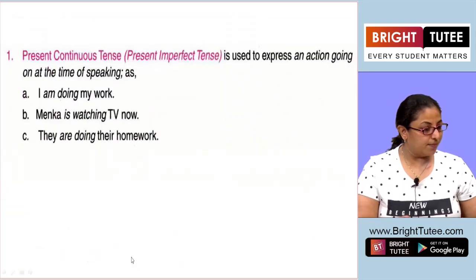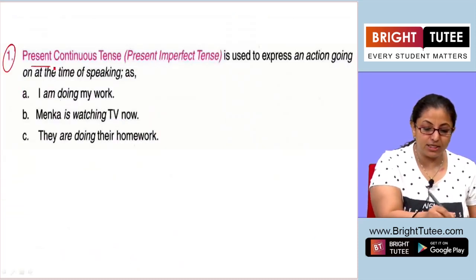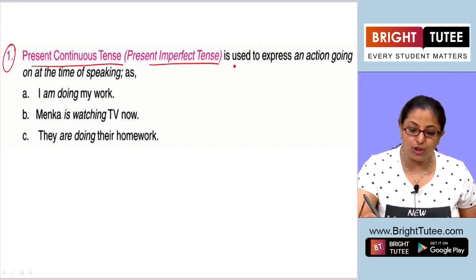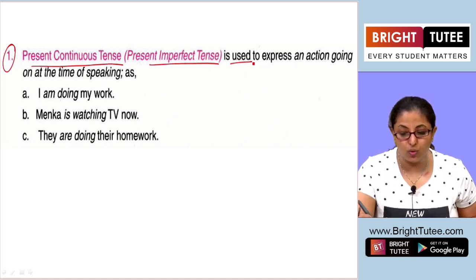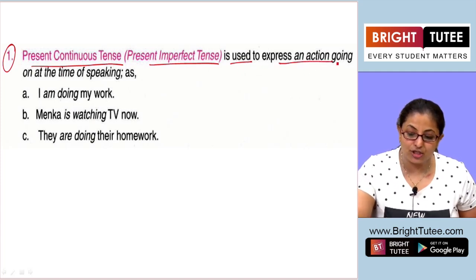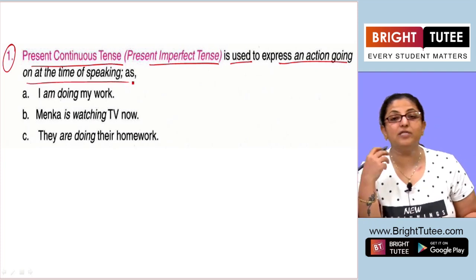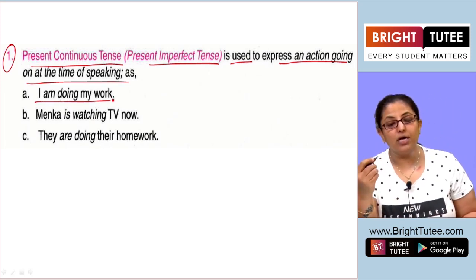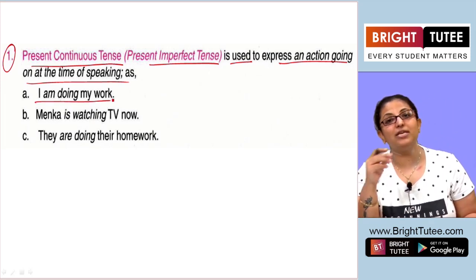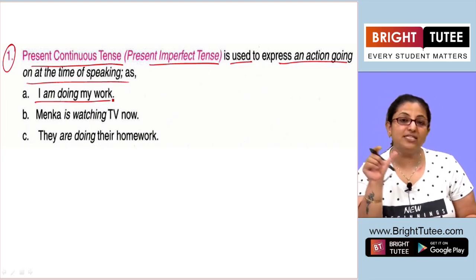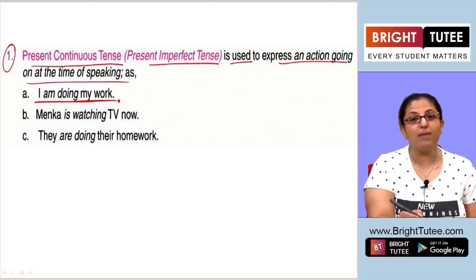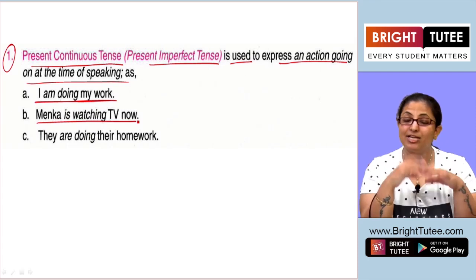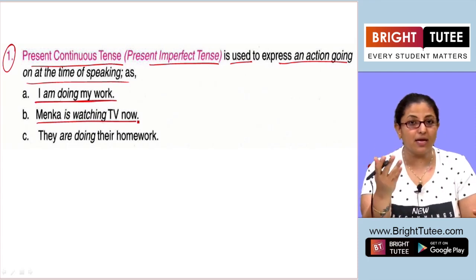All right, now coming to the present continuous tense. Now we will be telling when they are used. Present continuous tense is used to express an action going on at the time of speaking, as I am doing my work. While I am speaking, the action is still going on. So it is present continuous tense. I am doing my work. Menka is watching TV now. The action is happening in the present while speaking, right?